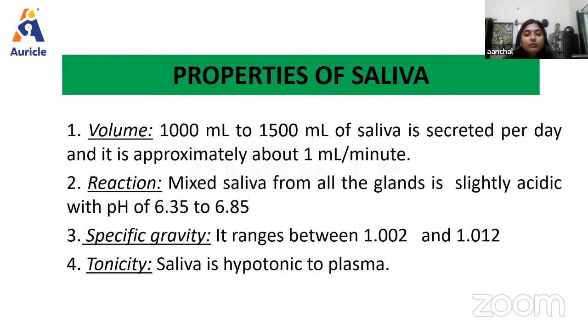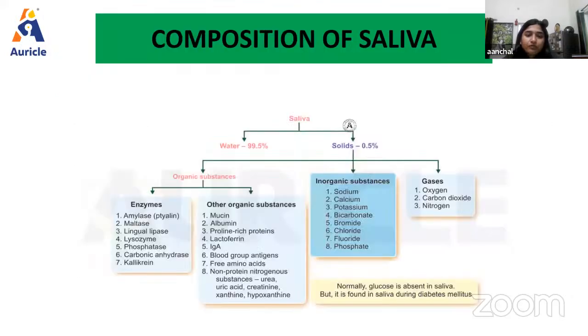Then the reaction: the mixed saliva from all the glands is slightly acidic with a pH of about 6.35 to 6.85. Then talking about the specific gravity, it ranges between 1.002 to 1.012. And the tonicity: basically the saliva is hypotonic to plasma. That's why the osmolarity of plasma and the saliva almost remain the same.